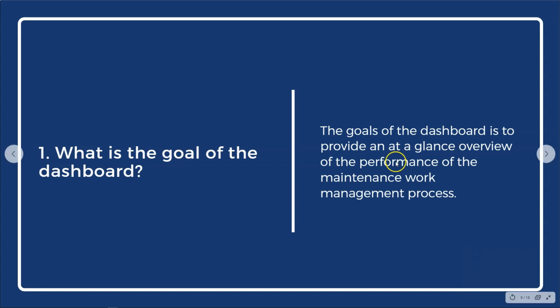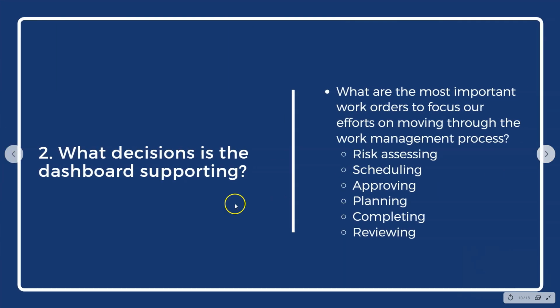How are work orders flowing through the system? How are we executing these work orders? That type of thing. So it's an overview of our maintenance work management process. What decisions is the dashboard supporting? Well, the key decision here is really going to be which work orders do we need to focus our efforts on moving through the process. So what are the blockers in the process, and which work orders do we need to focus on in moving through the process? And there's probably going to be 6 different decisions it's going to support.